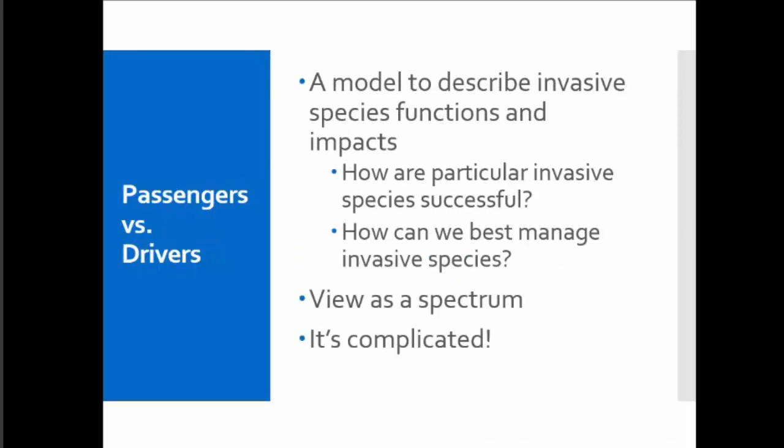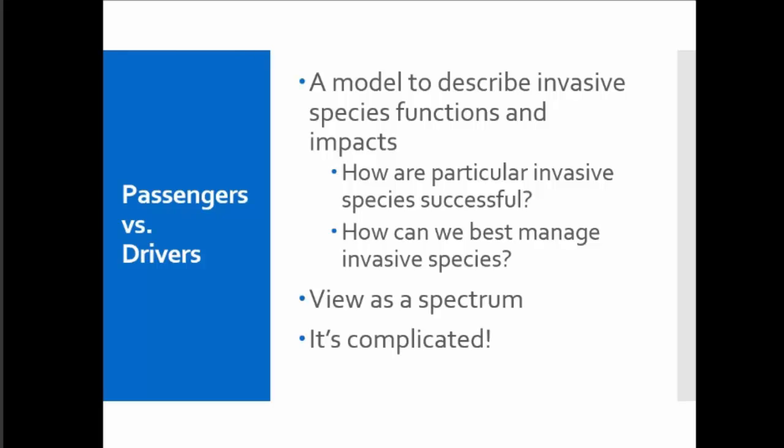If you're not familiar with the idea of invasive species as passengers or drivers, it's one model that's used to describe how they function in an ecosystem and how they cause the impacts that we see in the ecosystems that they invade. So it helps us answer questions like, how are particular invasive species successful in a given ecosystem? And then if we can learn how they're functioning, we can start trying to answer questions about how to best manage those invasive species. Some people view passengers and drivers as a spectrum, so they would be on opposite ends of the spectrum. You might find that a helpful way to view it.